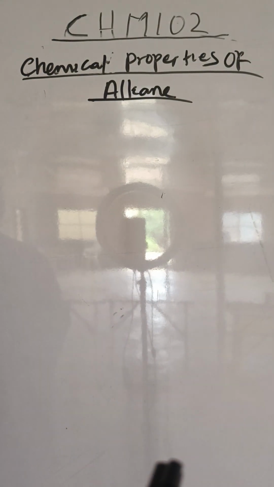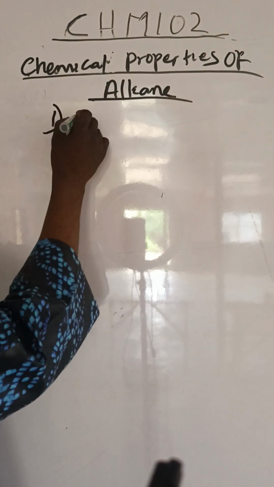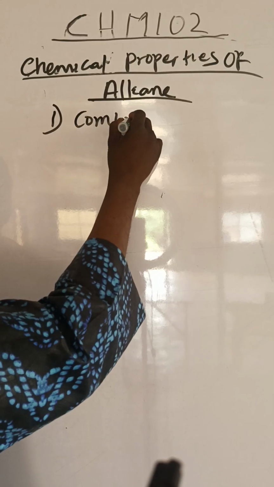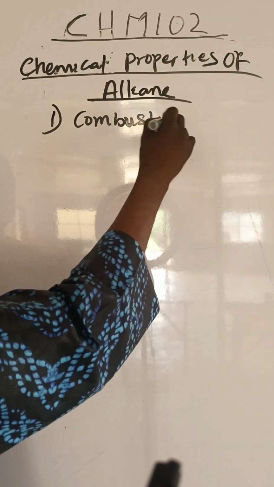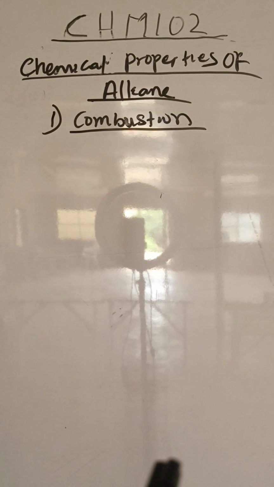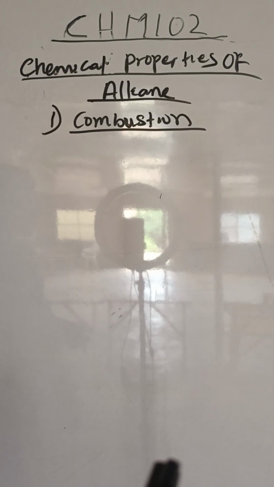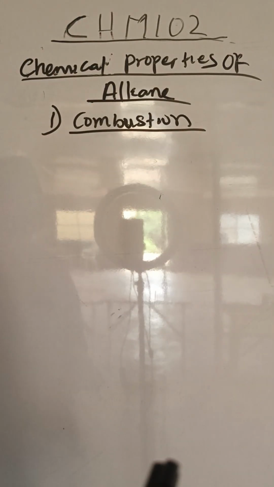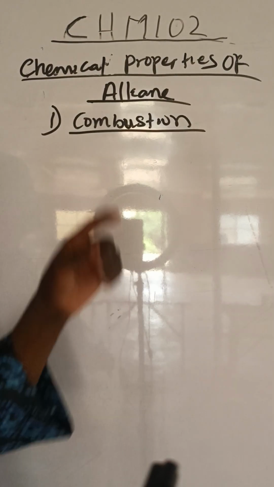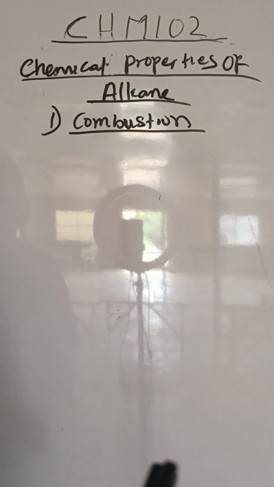Yes, let's talk about chemical properties of alkane. Number one, there is something we call combustion. Combustion is one of the chemical properties of alkane. Now, if you mention the word chemical properties of alkane, that means you are talking about all the members of alkane. Because from the homologous series, all of them have the same chemical properties but different physical properties. Now, I want to talk about the combustion.